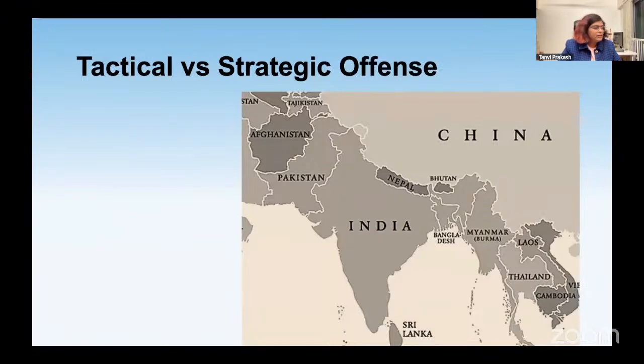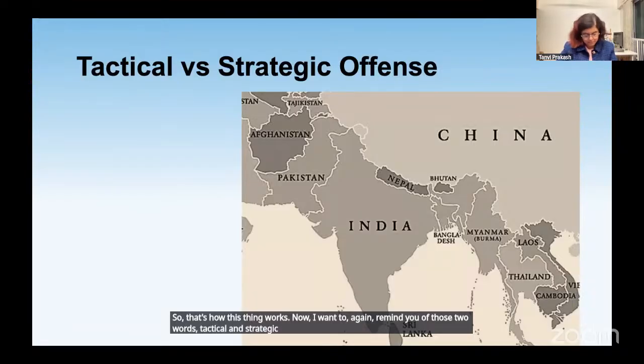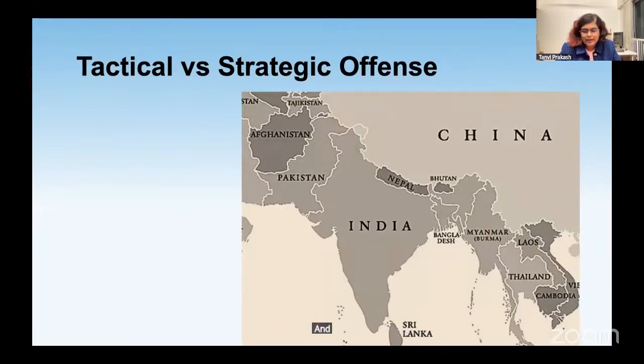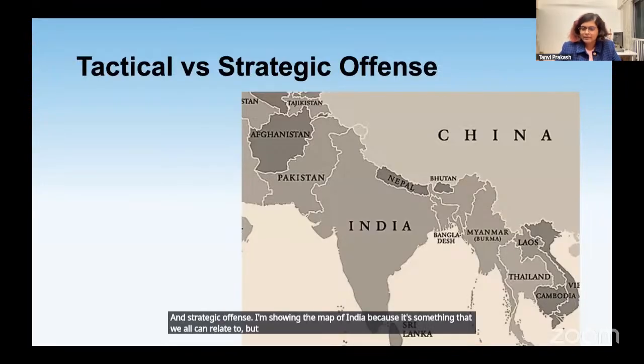Now I want to again remind you of those two words, tactical and strategic. So we've spoken about tactical ground attack and strategic offense. I'm showing the map of India because it's something that we all can relate to, but this is not an Indian context. It works for all the UCAVs in the world.